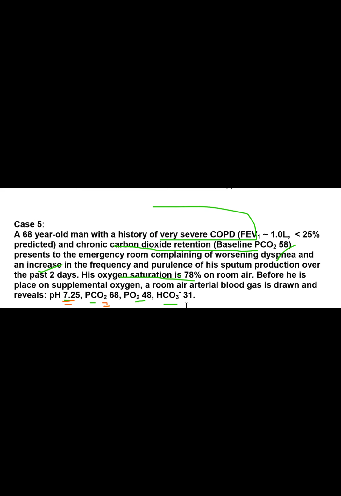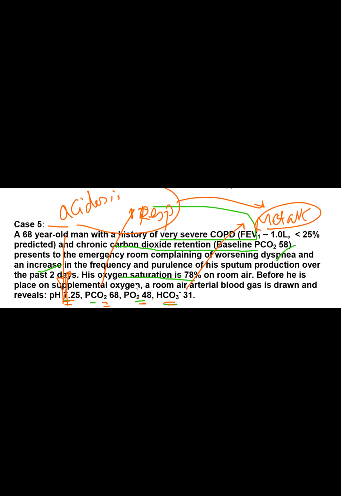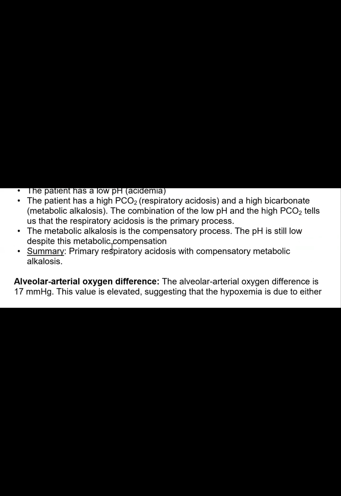PCO2 of 68 millimeter mercury, which is high, which means acid. PO2 is 48, which is low. Bicarb is 31, which is high. So pH is not normal. This is respiratory acidosis with partial compensation by metabolic alkalosis. Yes, this is a chronic respiratory acidosis of chronic obstructive pulmonary disease, COPD. So, summary: primary respiratory acidosis, with metabolic alkalosis.